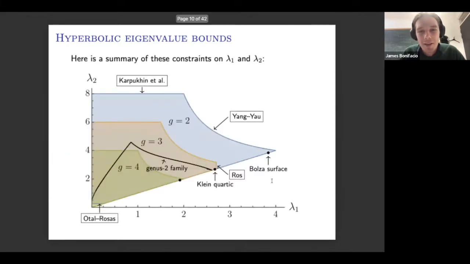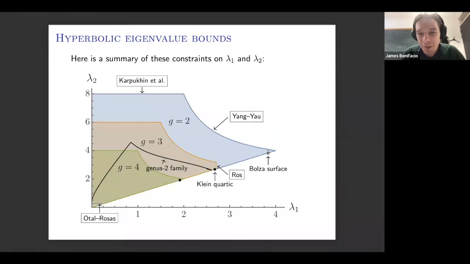And I can summarize the constraints on the first 2 non-zero eigenvalues with this plot that I've shown here. So here I've got the x-axis lambda1, on the y-axis lambda2, and these different colored regions show you the regions that are allowed by these various bounds that I just talked about. So this curved line is a bound on lambda2 that you can derive from the Yang-Yau bound. And so this blue region is genus 2, the orange region is genus 3, and the green region is genus 4.